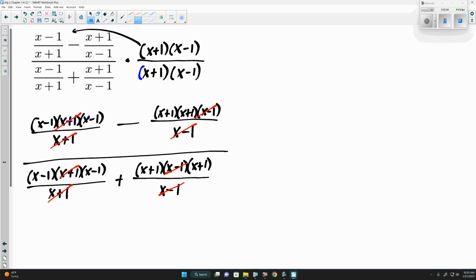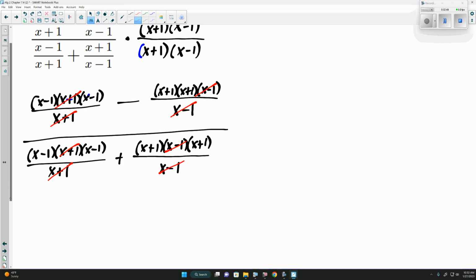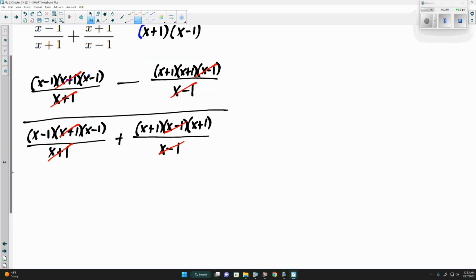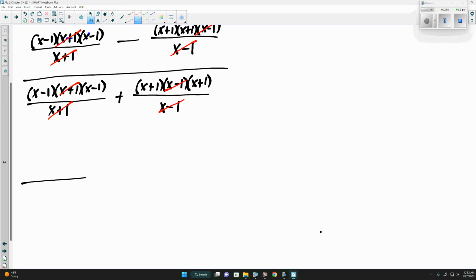So there are a lot of terms, but we're just multiplying it by the numerator, multiplying it out. So in the first one, all we're left with is x minus 1 times x minus 1 minus the other one on top, which is x plus 1 times x plus 1. You can just cancel it out.